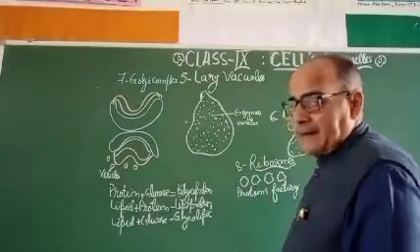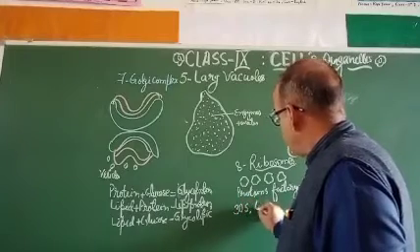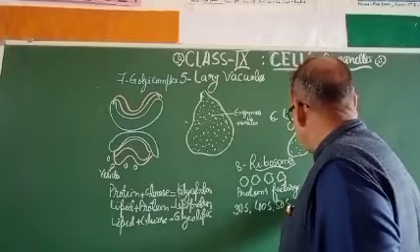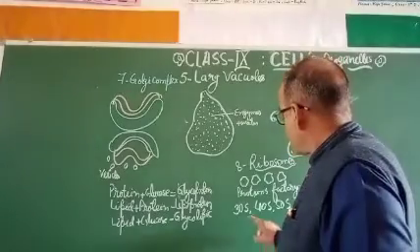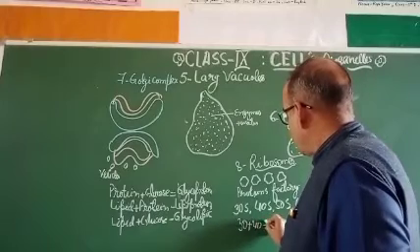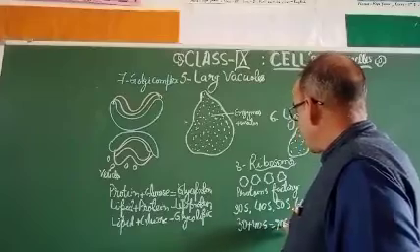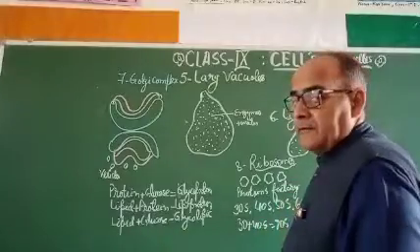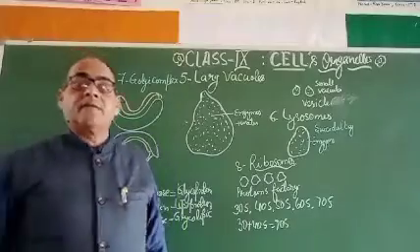And they are of so many types, like 30S, 40S, 50S, 60S, 70S, and so on. If there is a requirement of a big unit, then this 30S plus 40S will be 70S. 70S will be formed. If this big unit is not required, then it gets decomposed into the small units 30S and 40S. So these are the ribosomes, and these are the site of protein synthesis inside the cell.